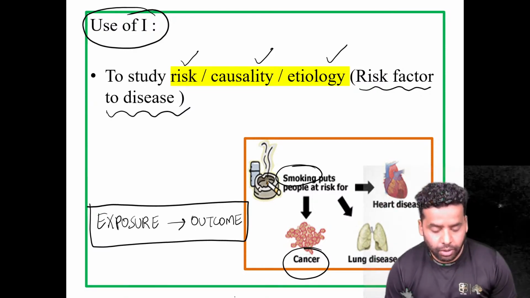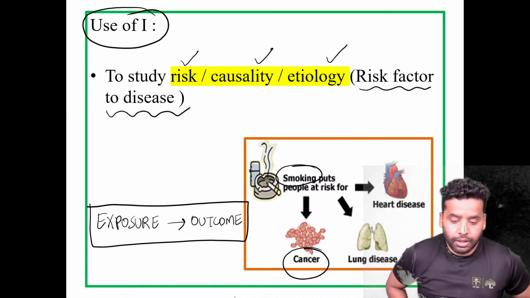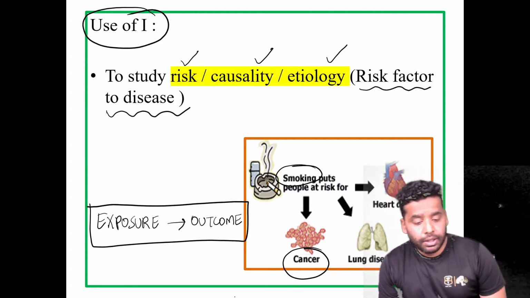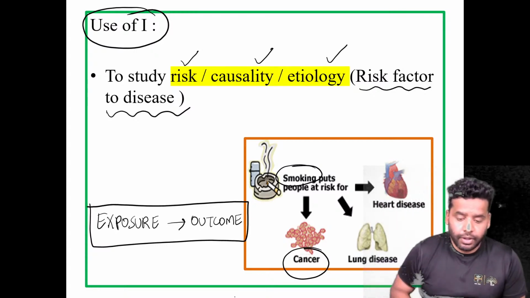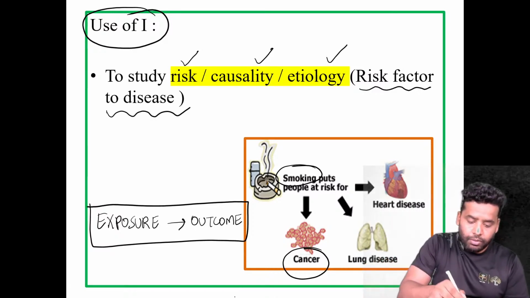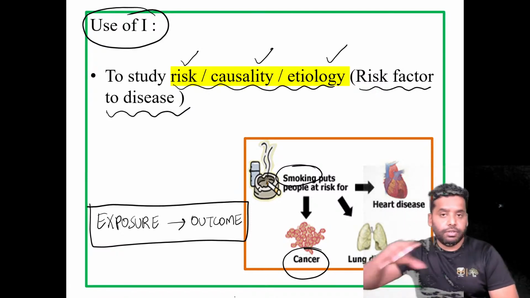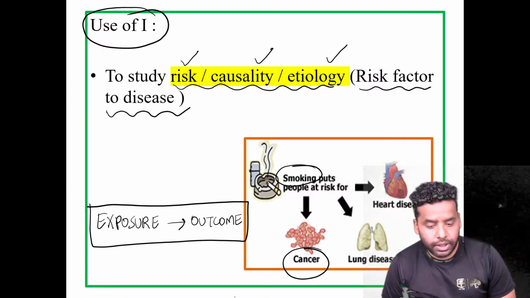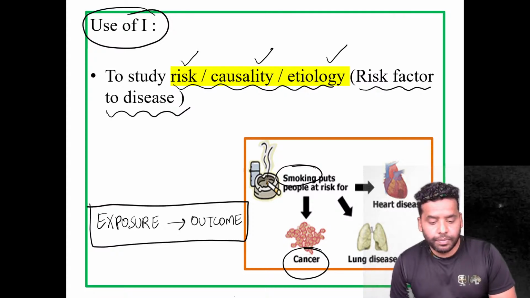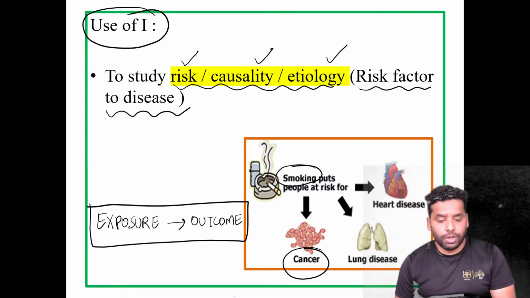Follow-up studies, cohort studies. Like you'll be starting from smoking. Then you'll be following them up. How many new cases of cancer will develop? So that is what you are studying. Risk, causality, etiology. All these things will be done in what studies? Cross-sectional studies or cohort study? Cohort study. We start from exposure, go towards outcome.